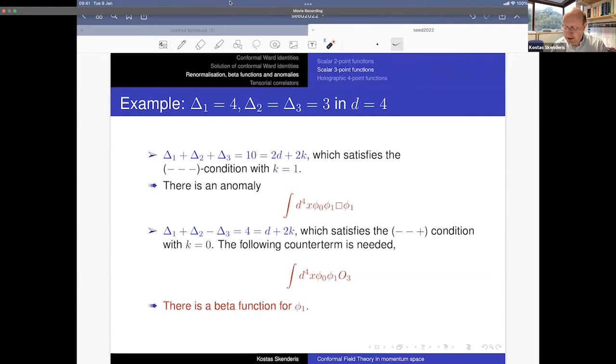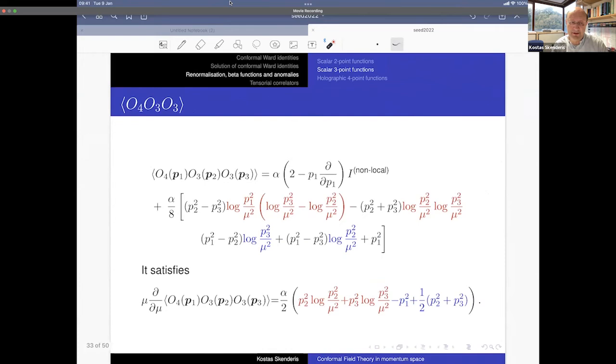So if you have these dimensions, if you add them up, you get a 10. And a 10 is 8 plus 2. So this condition is satisfied with k equal to 1. And indeed, if I call phi naught the source of the operator of dimension 4 and phi 1 the source of an operator of dimension 3, then this term here has dimension 4, so you can just add them up. And similarly, with the same dimensions, you can also satisfy the minus, minus, plus condition. And then that combination here also has dimension d. So we have a possible counterterm, and we also have a beta function.